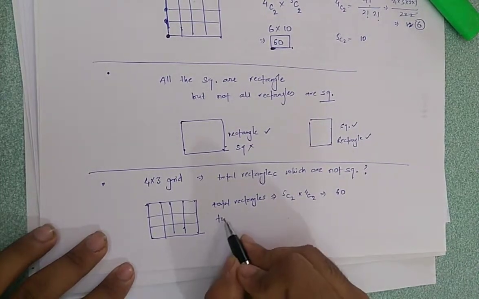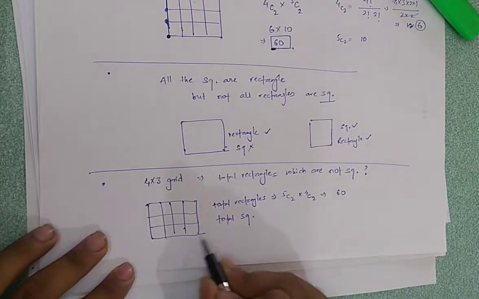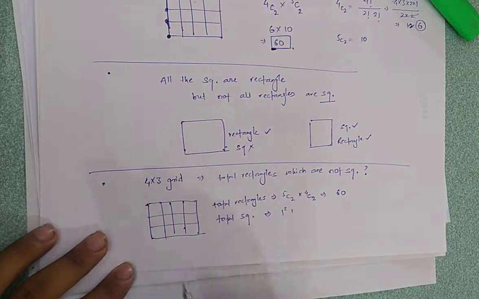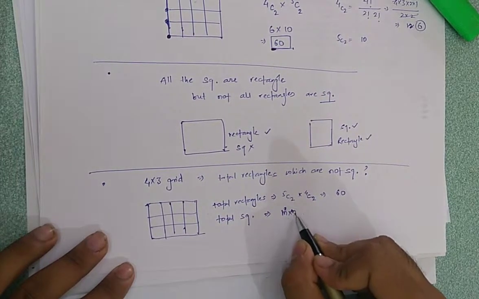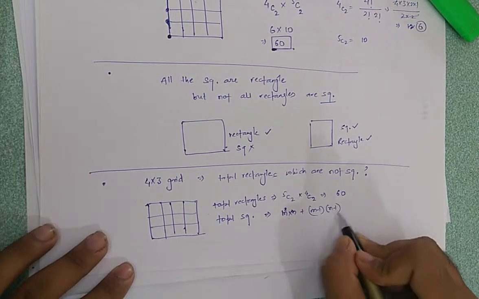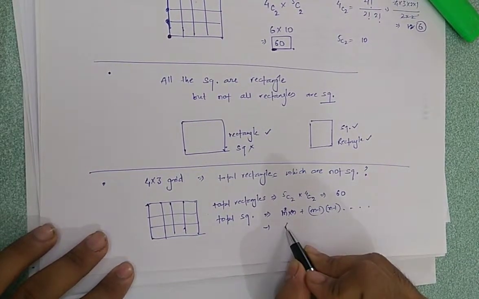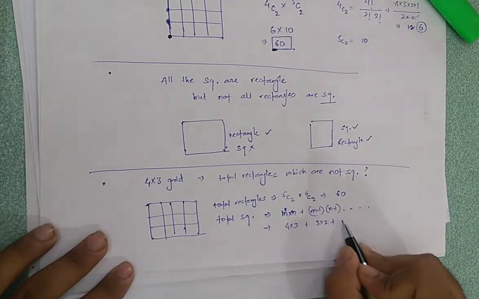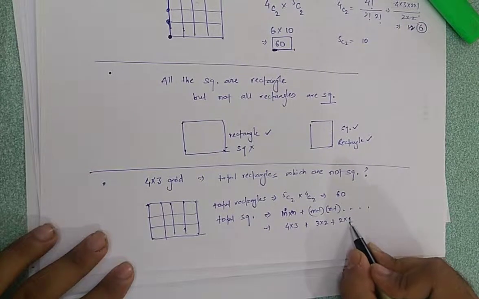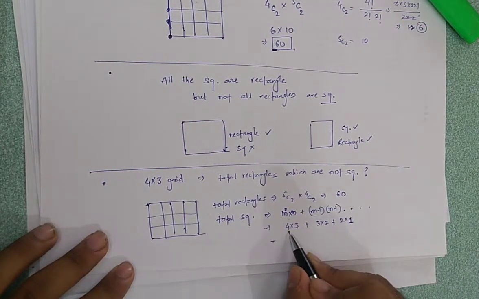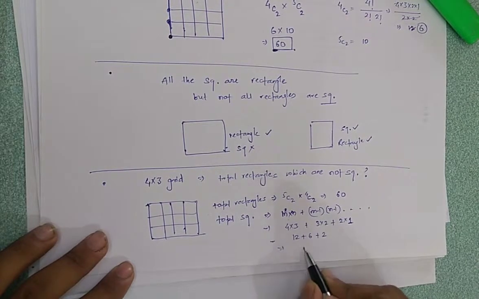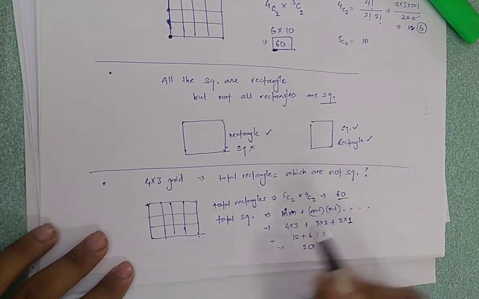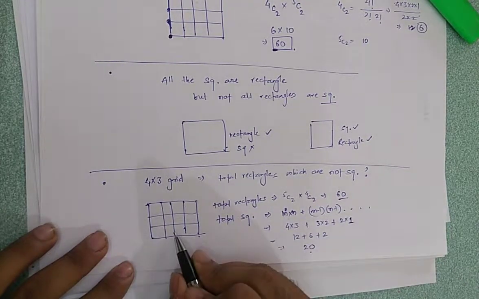This gives us 60. How can we find the total number of squares in it? We already know the method. Say an m into n grid. For an m into n grid it is m into n plus (m minus 1) into (n minus 1) and so on. So this will be 4 into 3, then reducing 1 from both these values, 3 into 2 plus 2 into 1. As soon as we get 1, we will stop. 12 plus 6 plus 2. This comes out to be 20. So in a 4 into 3 grid, we have 60 rectangles, out of which we have 20 squares.